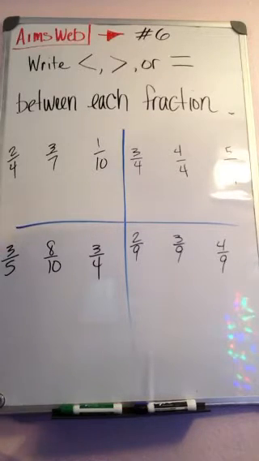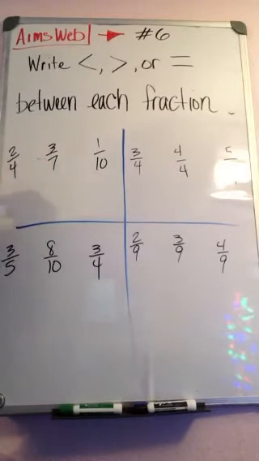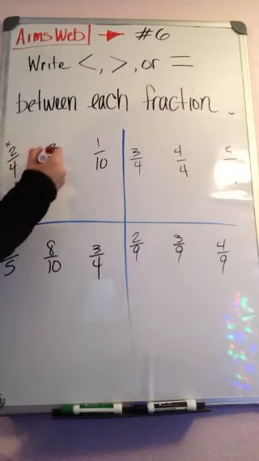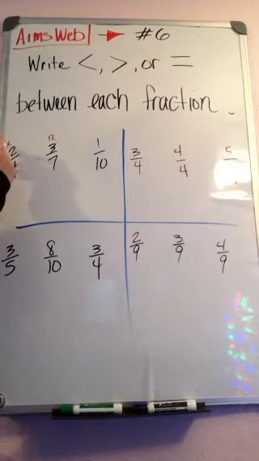So here we go. I'm going to cross multiply. 7 times 2 is what? 14. So I'm going to put a little 14. You always have to go up. 4 times 3, upward motion, 12. So who is bigger? 14 or 12? 14 is bigger, so therefore the alligator eats the larger mouth.